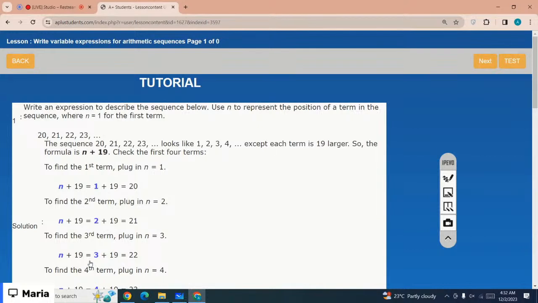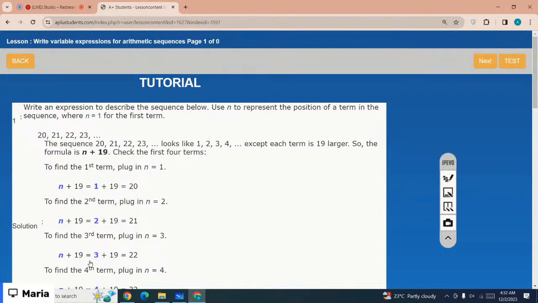Okay, write an expression to describe the sequence below. Use n to represent the position of a term in the sequence. Okay, you are given the sequence. The sequence is 20, 21, 22, and 23, right? You have to write the expression for the sequence. How do we write it, right? First, let's just see the first number is 20.